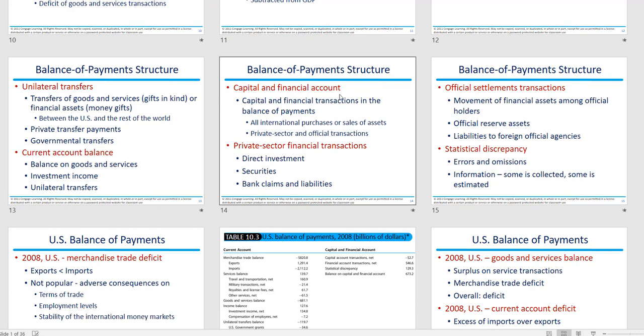The capital and financial account captures the capital and financial transactions in the balance of payments, all international purchases and sales of assets, the private sector and official transactions. The private sector financial transactions, for example, comprise direct investment, the purchase and sale of securities, and bank claims and liabilities. The official settlements transactions show the movement of financial assets among official holders, the official reserve assets, liabilities to foreign official agencies. So these are pretty much just transactions between, for example, central banks and other institutions at the government level.